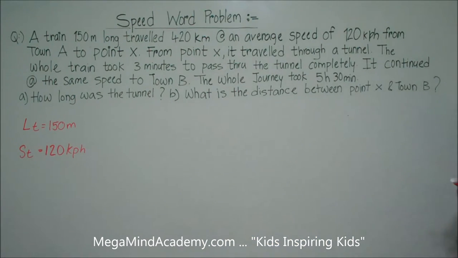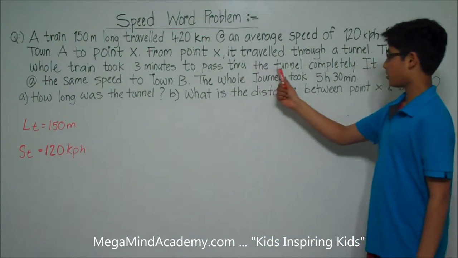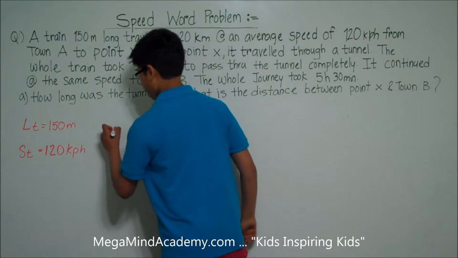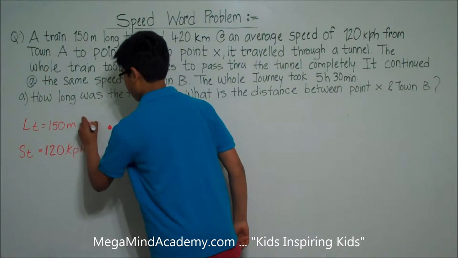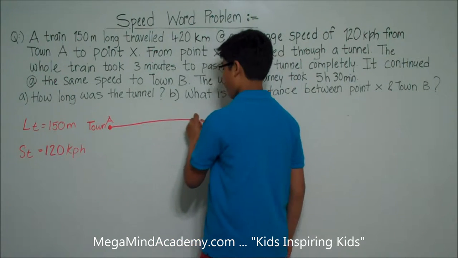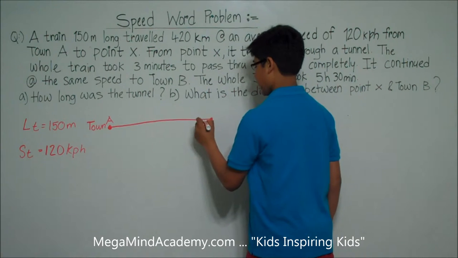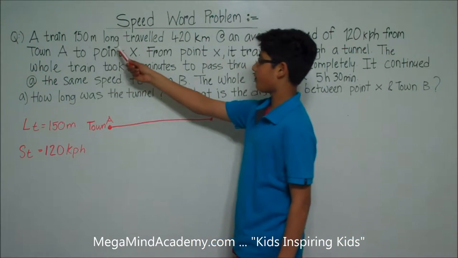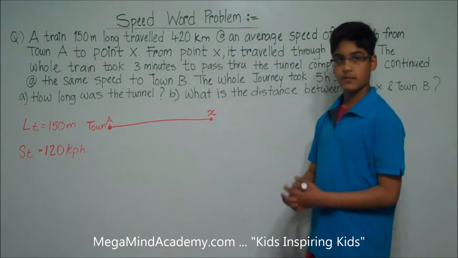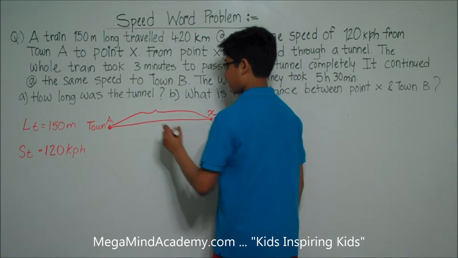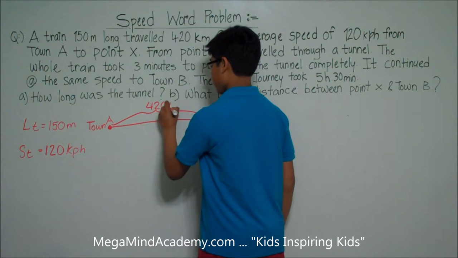Now, it says in the problem that from point X, it traveled through a tunnel. The whole train took 3 minutes to pass through the tunnel completely. Before we go on to this part of the problem, let's first draw out what we already have. So let's say this is town A. And let's say this is point X. Now, we know that the train traveled 420 kilometers. So we know that the distance between town A and point X is equal to 420 kilometers.